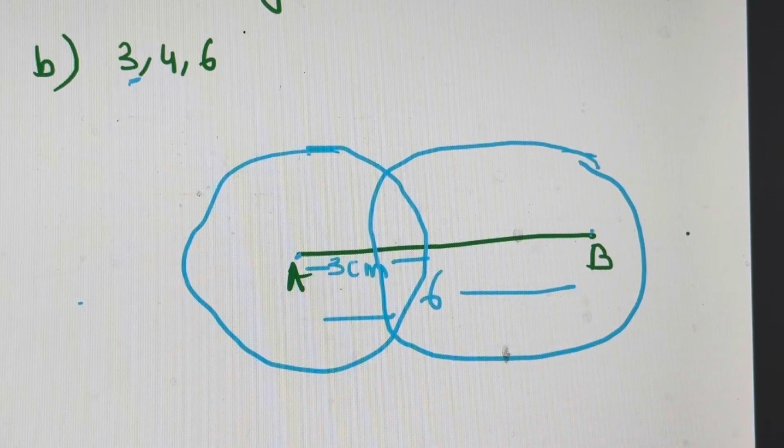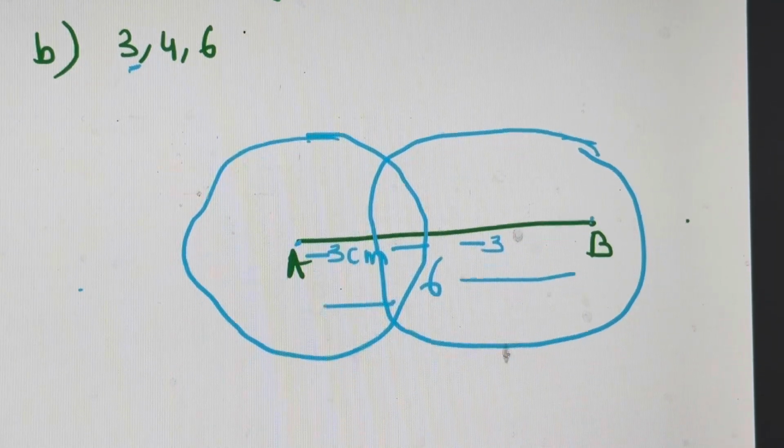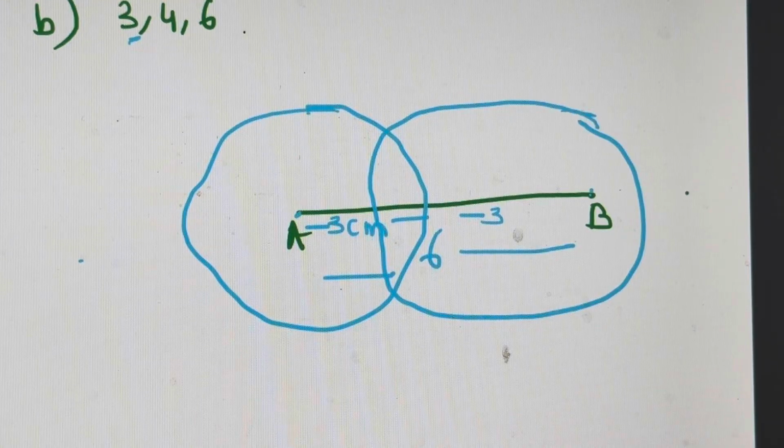Right, so this total is 6. We are taking it as 4. 3 has gone this side. So this remaining is 3. So 4 will naturally intersect the other circle, right? So triangle would be formed.